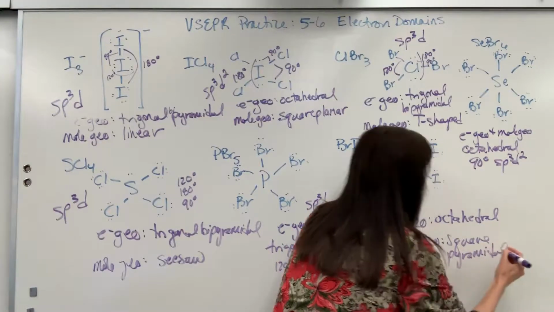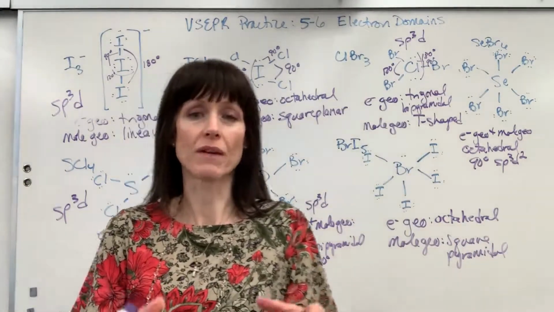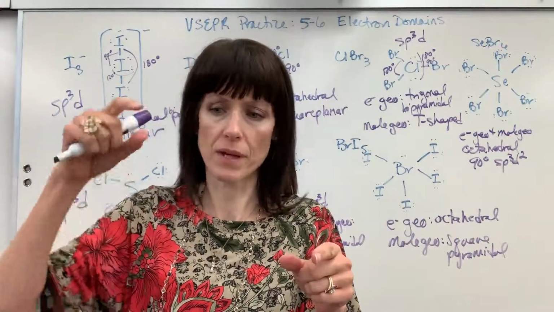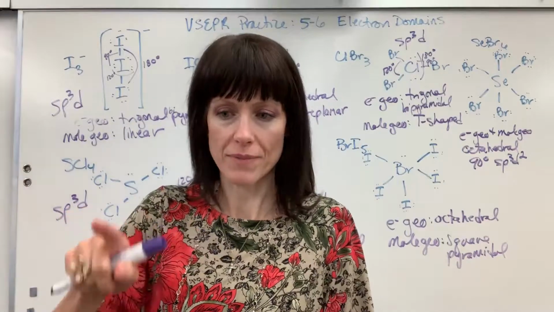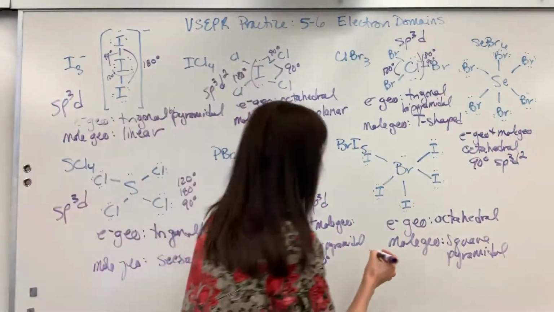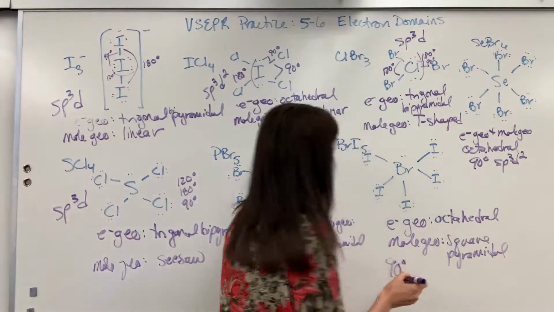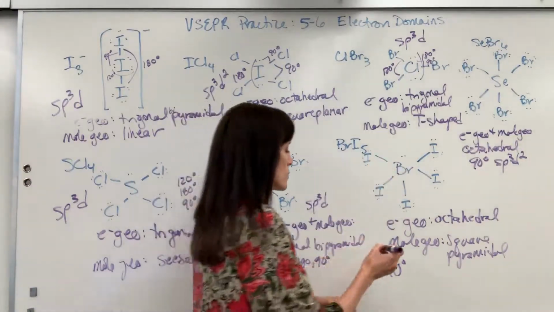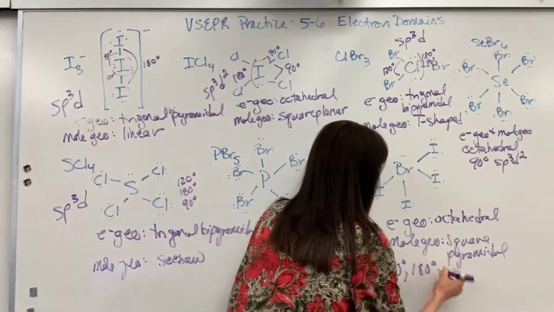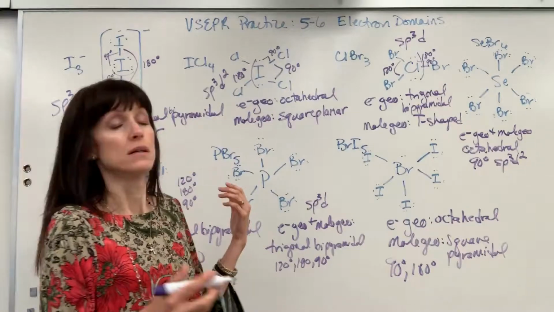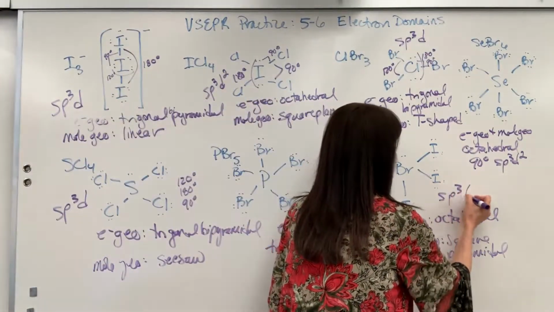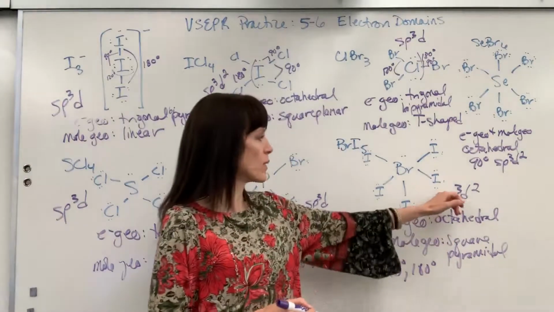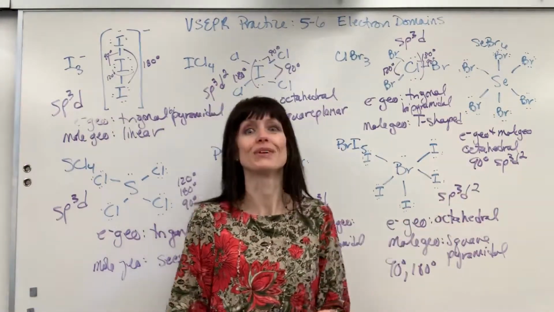The molecular geometry, square pyramidal. Angles on this, love it, because we have a square and then a right angle from the atom that's on the square down to the bottom. That's your right angle. We are going to have 90 degrees, and then from this iodine to that lone pair would be 180 degrees. Let's do hybridization. 6 electron domains, sp3d2. So we've got 1 plus 3 is 4 plus 2 is 6.